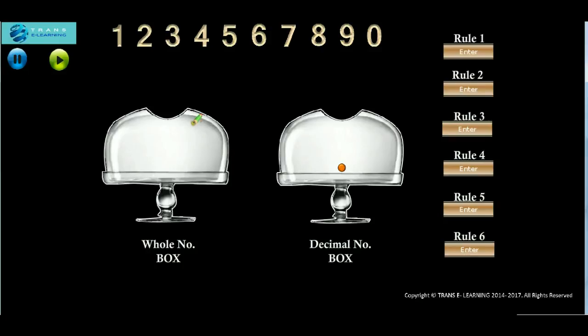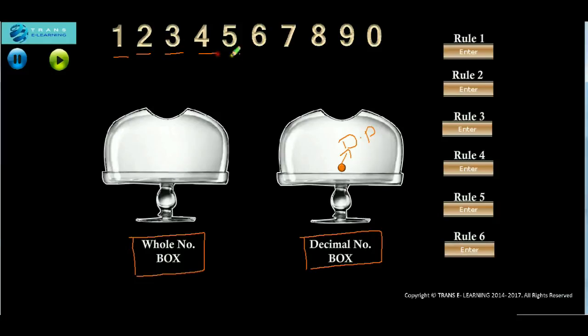Here you can see two boxes. One is a whole number box, that means the number without any decimal point. This one is a decimal number box and this is the decimal point. On the top, I have taken different digits like 1, 2, 3, 4, 5, 6, 7, 8, 9 and zeros. We will be using these digits at different locations inside the whole number box and the decimal number box.